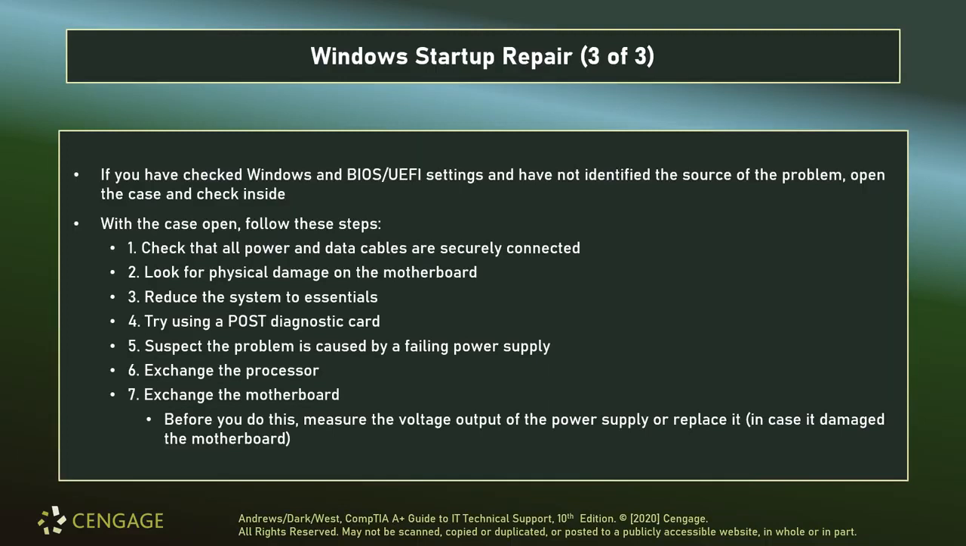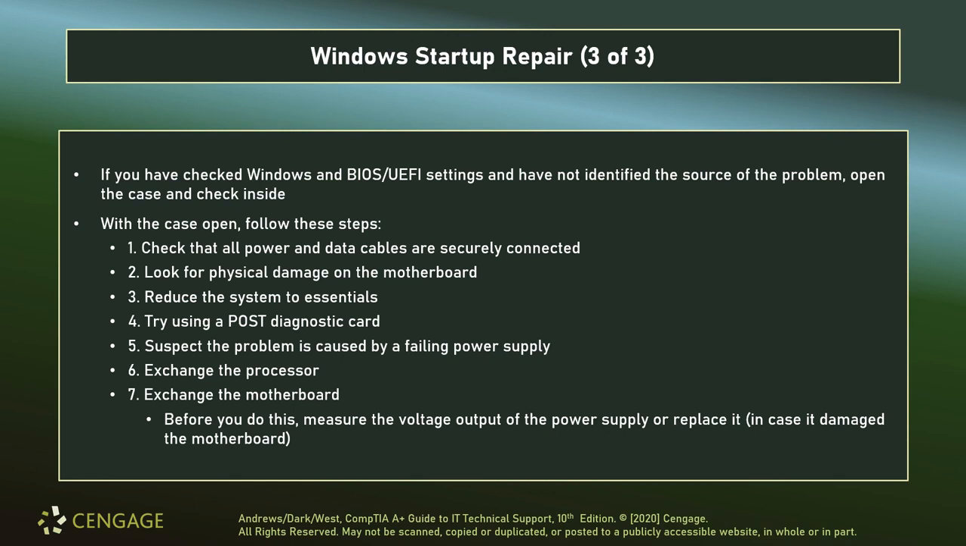If we've checked Windows, we've checked firmware, and we can't identify the problem, let's take a peek inside, and just like anything else, let's escalate slowly. Make sure all of our connections are good, look for physical damage, reduce the system to essentials. So this means take out all of your peripherals, take it down to 1 RAM stick, 1 hard drive, just your boot drive, take out your graphics card, just use the onboard video if you can, that sort of thing. You want to strip it down so that the system can be baselined at, okay, the motherboard does function, or the RAM is reading, and then you start slowly adding things back.